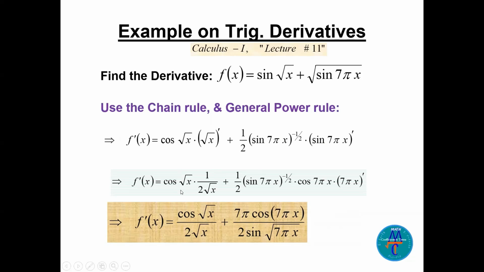So this will be cosine of square root of x, the derivative of square root of x, 1 over 2 square root of x, as you know that. This is the same here, half sine 7 pi x to the power minus half. The derivative of this sine 7 pi x will be cosine 7 pi x times the derivative of the inside again, 7 pi x all prime, which is 7 pi, the coefficient of the x. So f prime will be cosine of square root of x divided by 2 square root of x plus 7 pi cosine 7 pi x divided by 2 sine square root of 7 pi x.